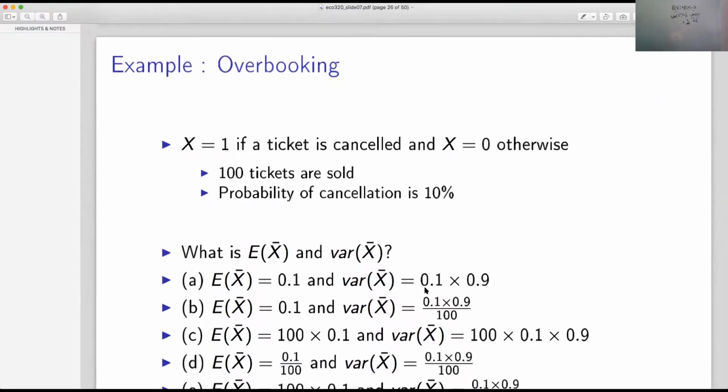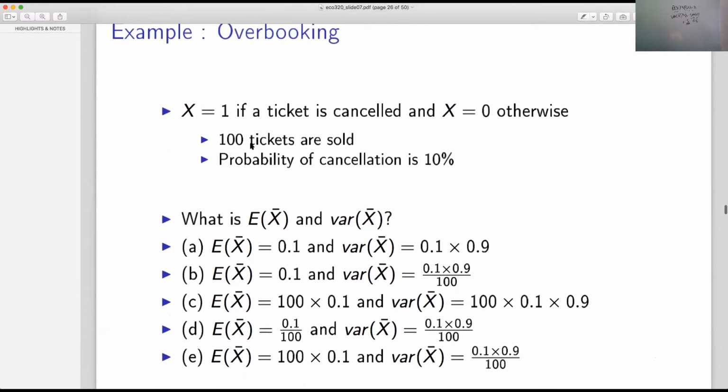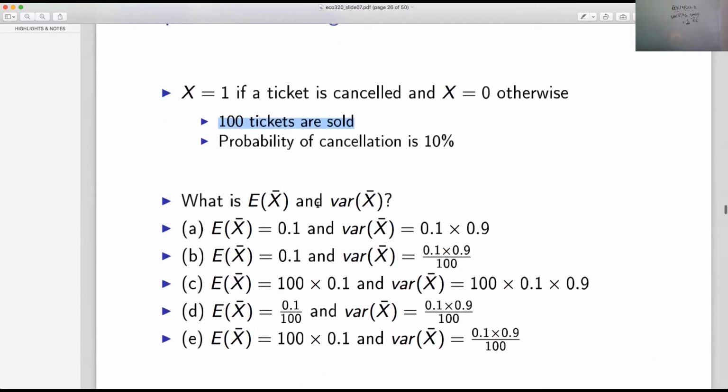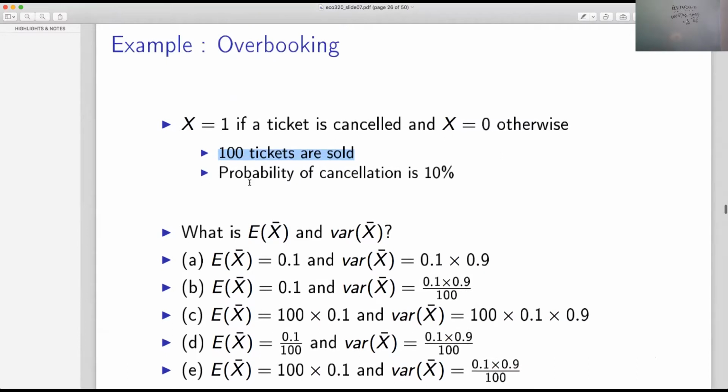So overbooking: x is 1 if a ticket is canceled and 0 otherwise, and you are basically selling 100 tickets. The probability of cancellation is like that, and what is E of x bar and the variance of x bar? Do you have any idea? You can actually start from scratch, but when x is a binary variable, what was the average and what was the variance? You can use the properties, right? Since x is a binary variable.